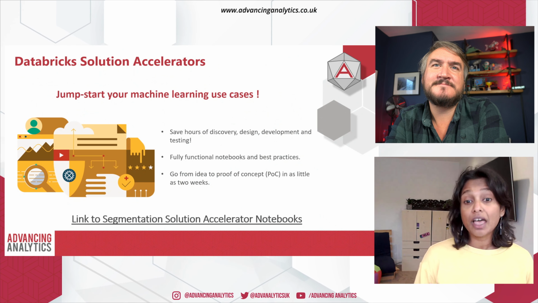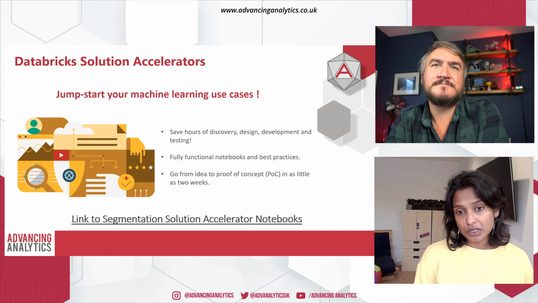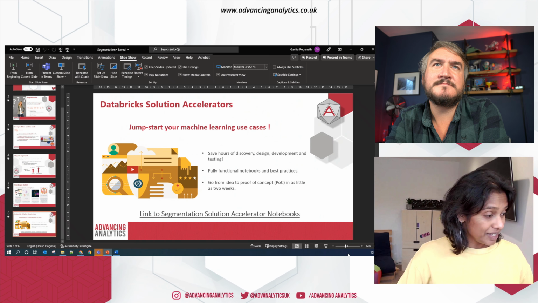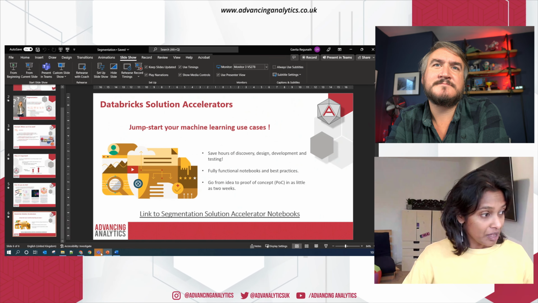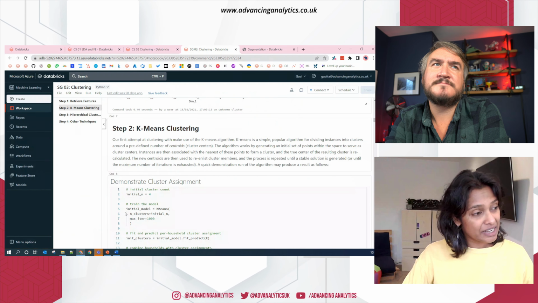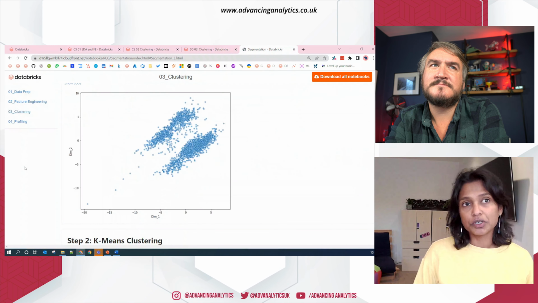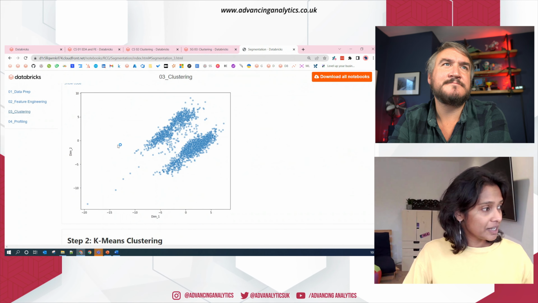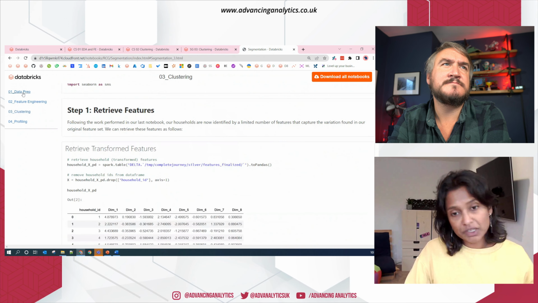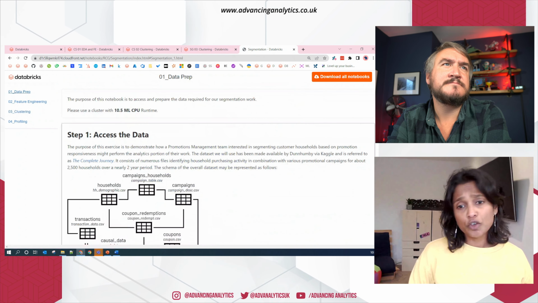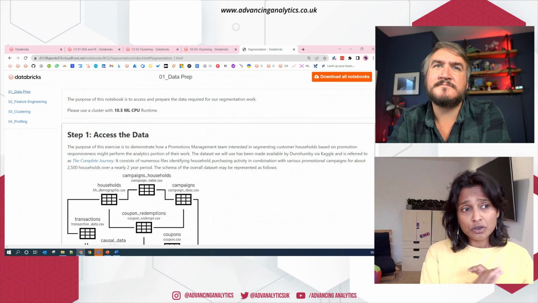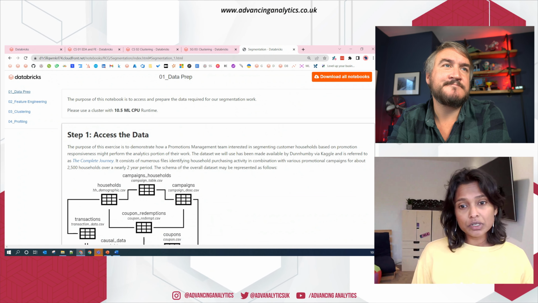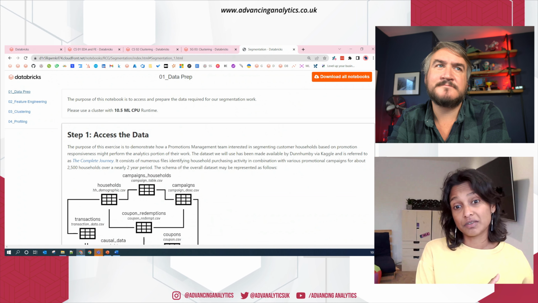What we can do now is just have a look at what the accelerator is all about. Just to reiterate as well, the accelerators are there to help you get started. But what I was going to say is, you can't just take the whole notebooks and apply them to your problem. You've got to tweak them accordingly, right? So if you go up to the accelerators that Databricks provided, this is the segmentation accelerator. You've got a set of four notebooks. The first two notebooks are centered around preparing your data and creating the features. Really important steps, but again, it's very problem specific.